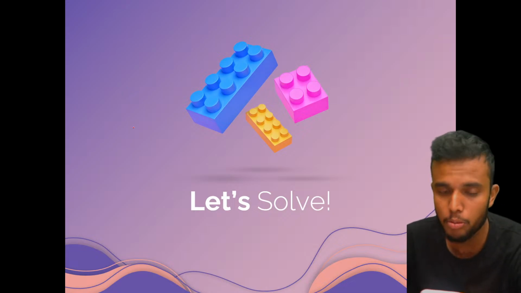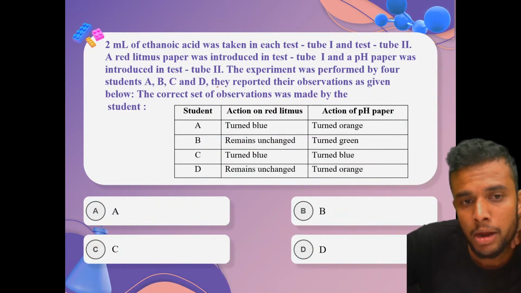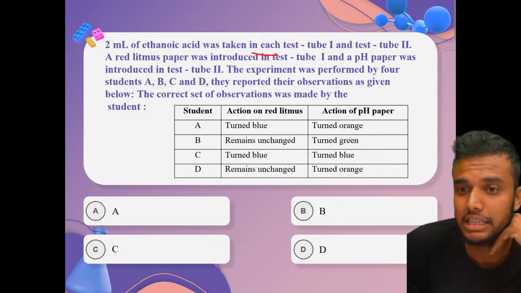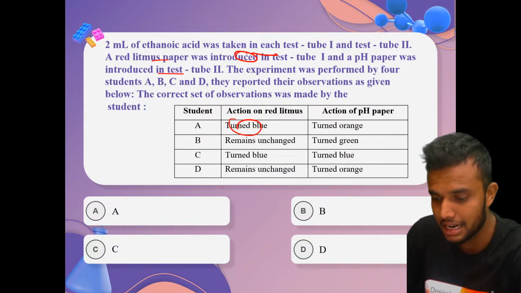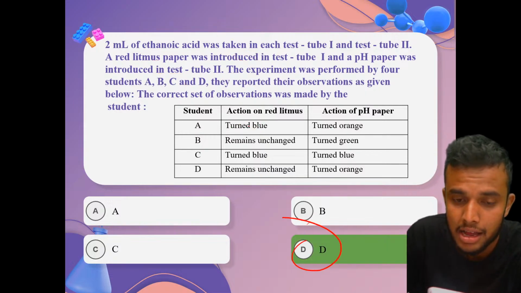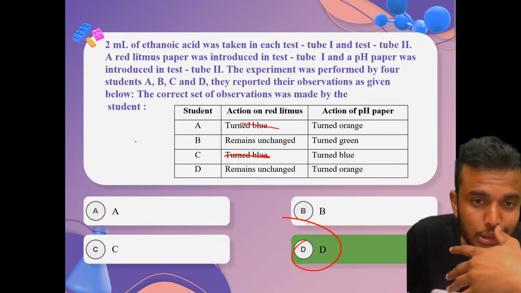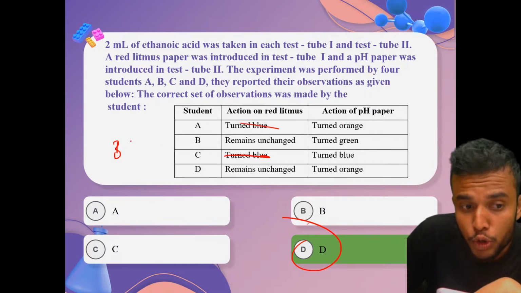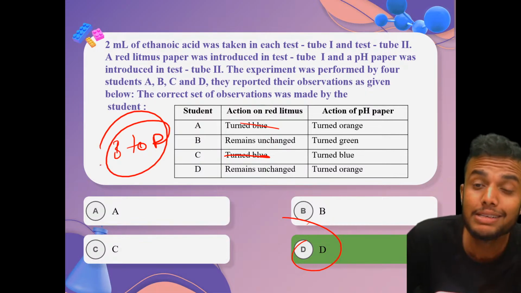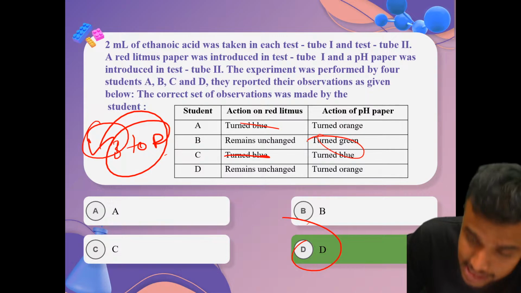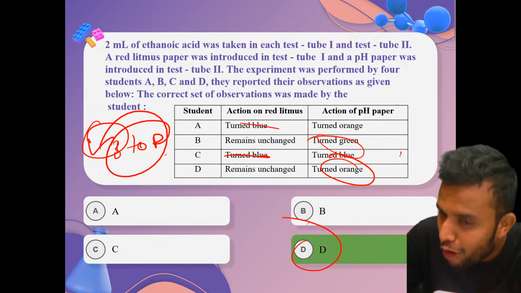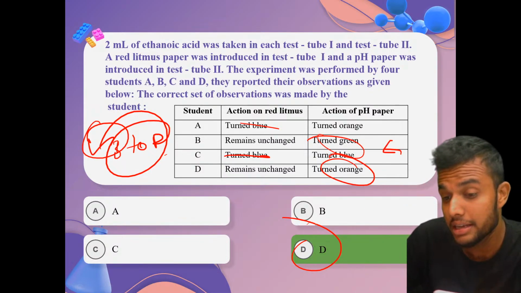I hope it's done. Let's solve the question here. 2 ml of ethanoic acid is taken in each test tube. In test tube 1, a red litmus was introduced. What is the correct answer here? The answer is D. Because, students, turning blue does not happen, because it's an acid. It only turns blue litmus to red, not red to blue. Only bases do that. That's why the answer is this one, D. Also, the correct answer is orange. Green is for a high pH, because it is a weak base, right?